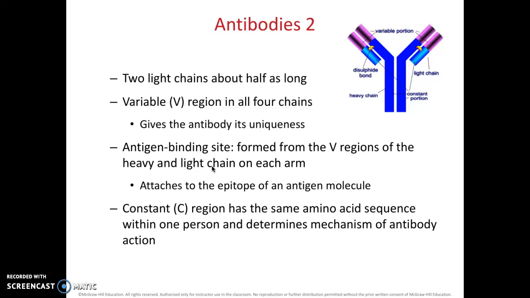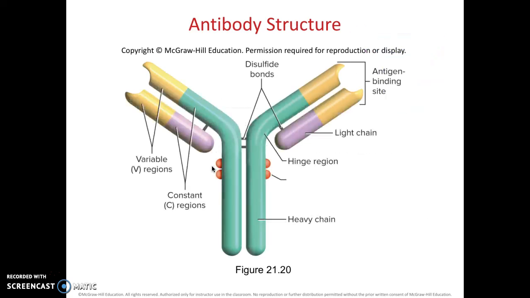This is formed from each of the V regions of both the heavy and light chains on each arm. Again, that attaches to the epitope of the antigen molecules. The constant region has the same amino acid sequence within one person and will determine the mechanism of the antibody action. So within one person, the constant portion is always constant, and the variable portion would vary based on what the antigen is.